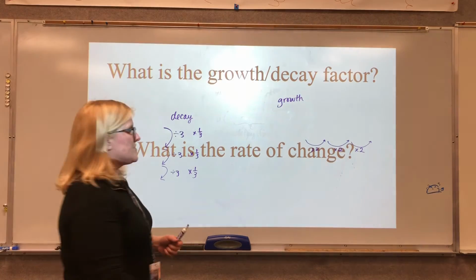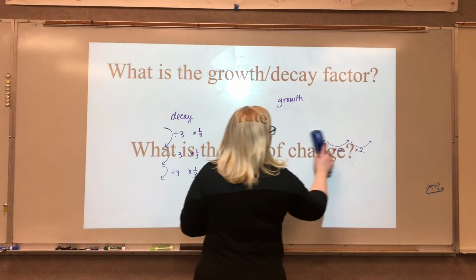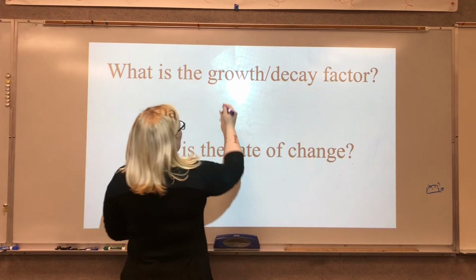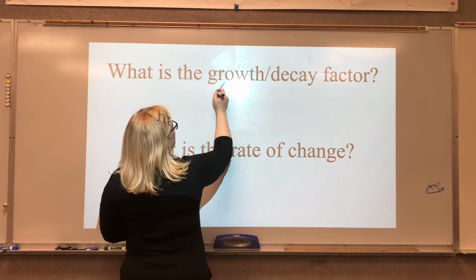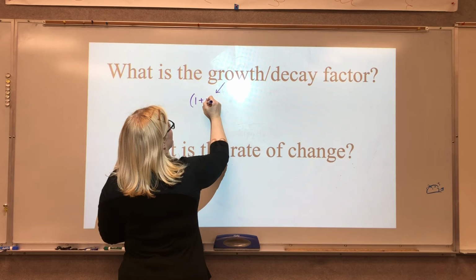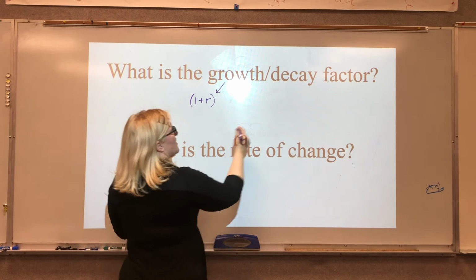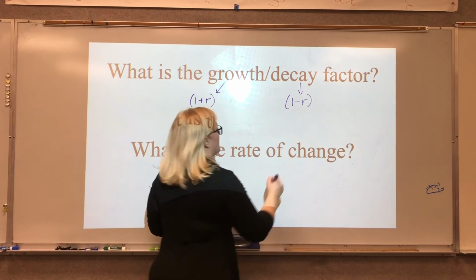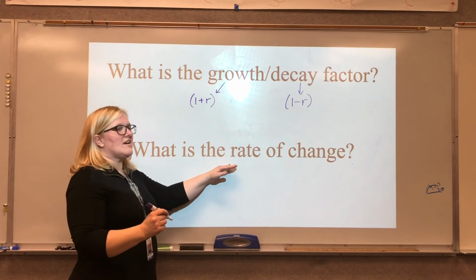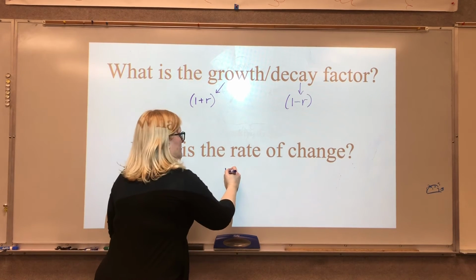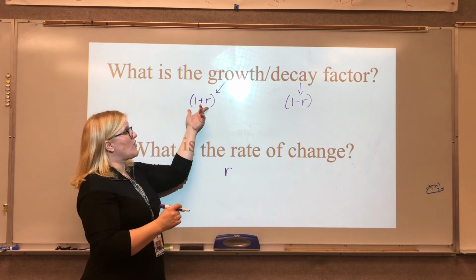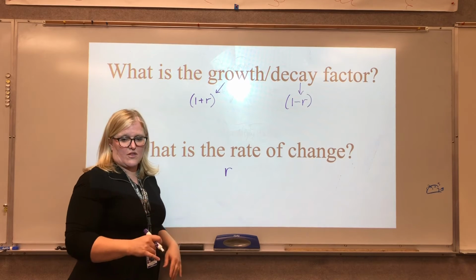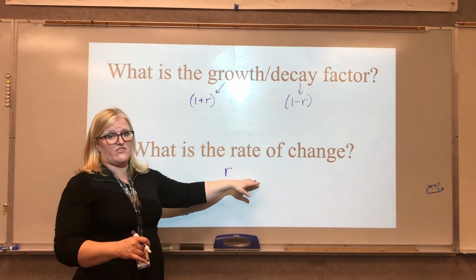Okay, so there's a couple of things just to kind of keep in mind so we know the difference. The growth factor, remember, is what's in the parentheses. It's 1 plus r. It's that whole piece. The decay factor is 1 minus r. But the rate of change is just r. It's not the whole piece. It's just r. And kids get that confused all the time. Thus the very large font.